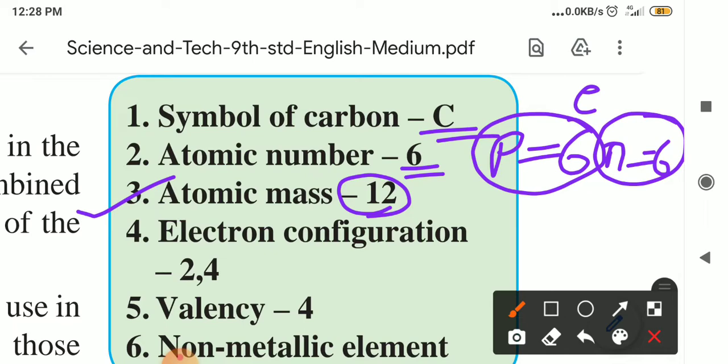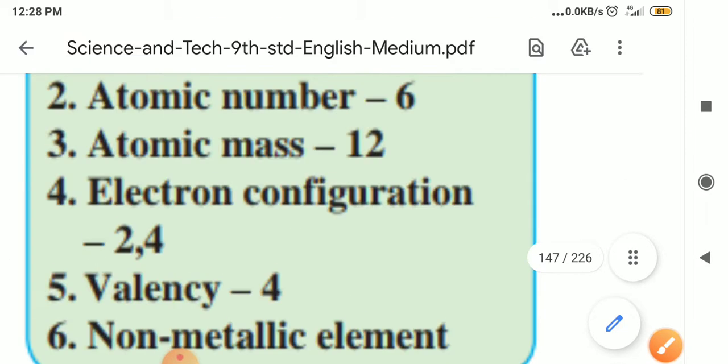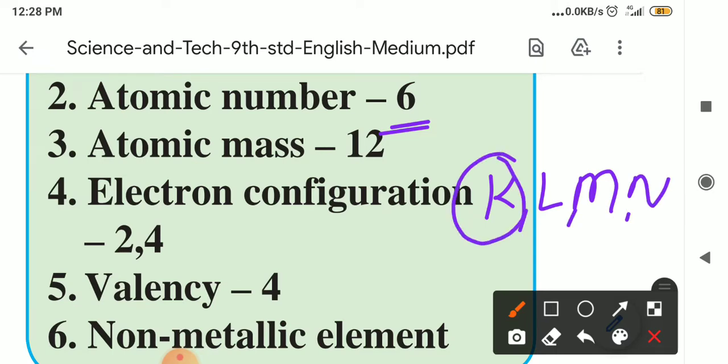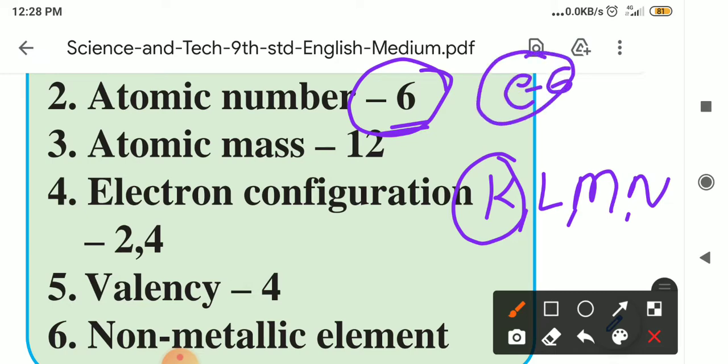Now, as you know, what is its electronic configuration? Its atomic number is 6. K, L, M, N are the different shells. And what is the capacity of the K shell? The shell's capacity is 2. So from these 6 electrons, 2 electrons will enter the K shell, and how many remain? 4 remain. So those will enter the L shell.